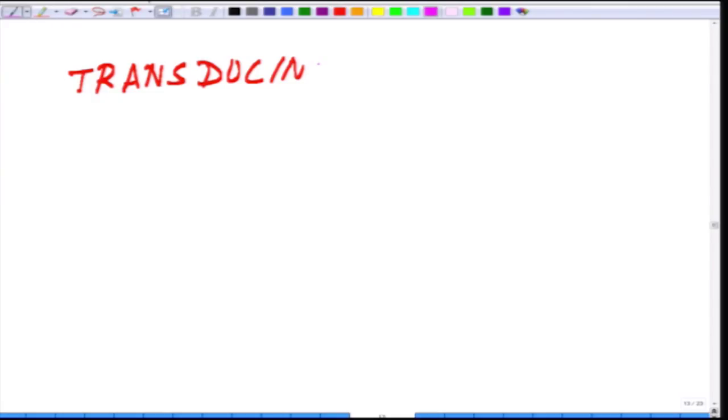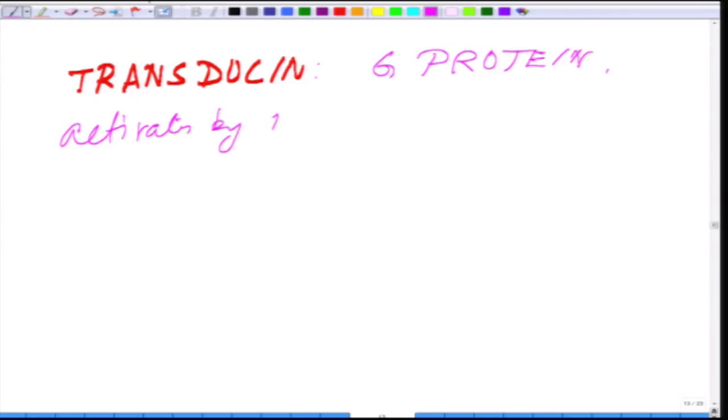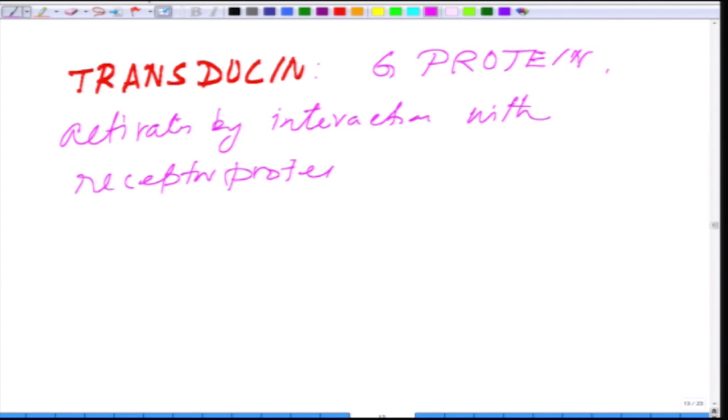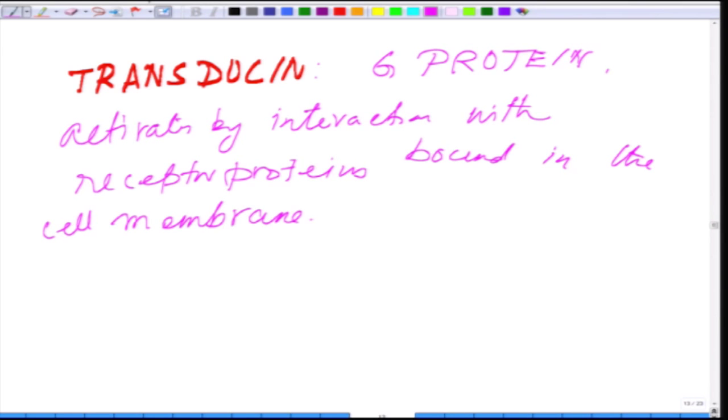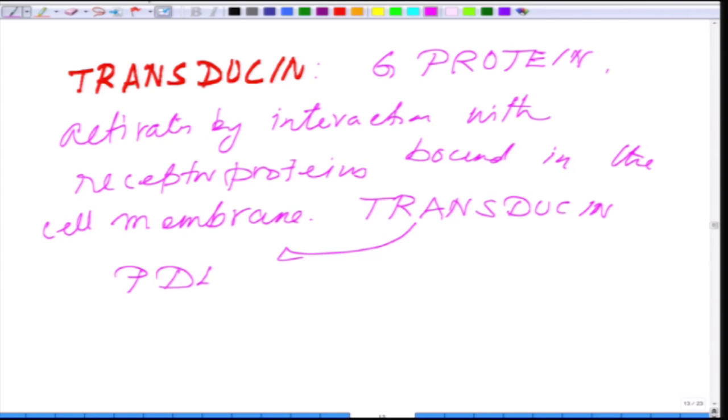So, transducin is basically a G protein. It is a series of proteins, a membrane bound enzyme, and it activates by interaction with receptor proteins bound in the cell membrane. In this case, transducin is of course activated by opsin, and transducin in turn activates your phosphodiesterase, what I have talked about.